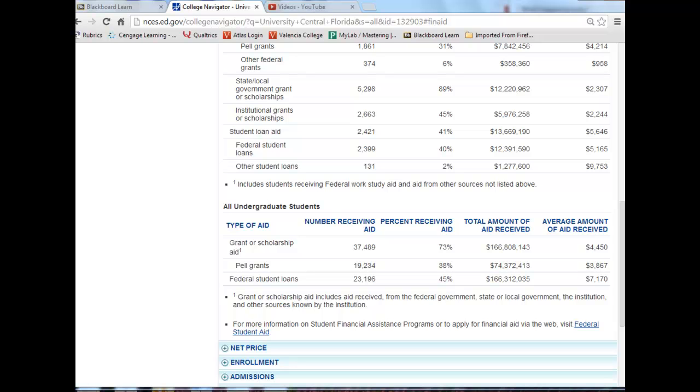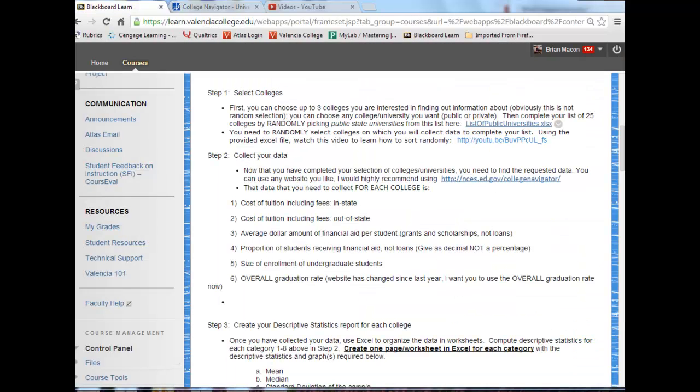You can see they broke the aid down. Here's grants and scholarships, and then here's loans. Only want you to use grants and scholarships. Don't use the loan category. You can see the website gives you the raw number, but that's not what I'm asking you for. I'm asking you for a proportion, which is this number here. So the percent of students receiving aid, we're going to write this as a decimal. We're going to say 0.73 is our proportion of students receiving aid. And then over here, the average amount of aid received per student. That's the other value that I want you to use for categories 3 and 4 there.